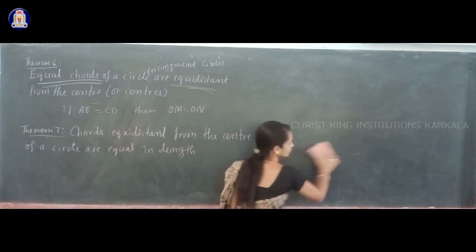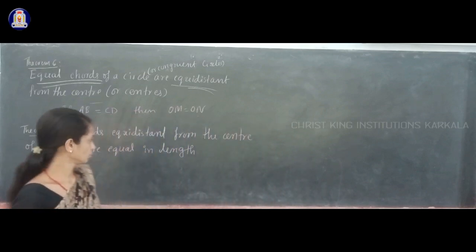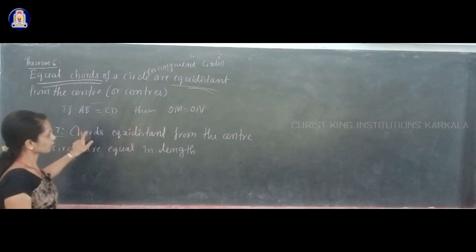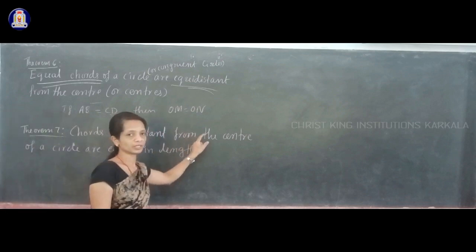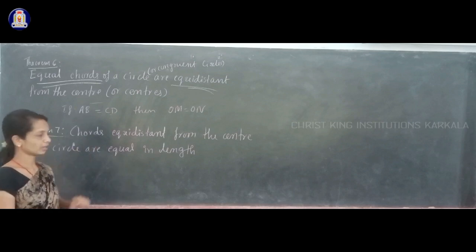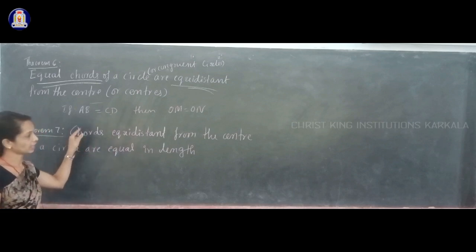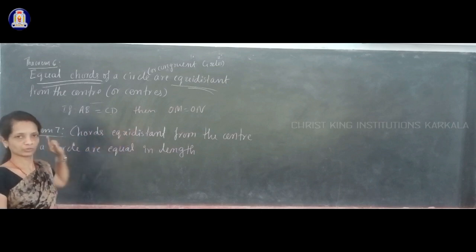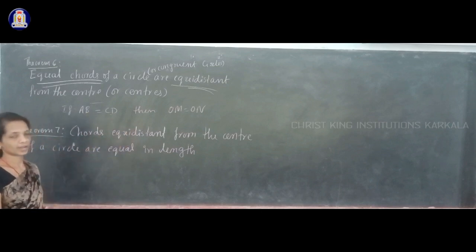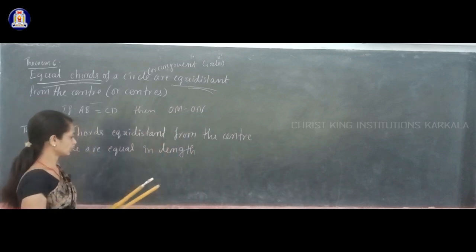Next you have theorem 7, which is actually the converse of theorem 6. What it says is: if chords are equidistant from the center of the circle, then they are equal in length. Okay, so to understand that, I'll take one figure.